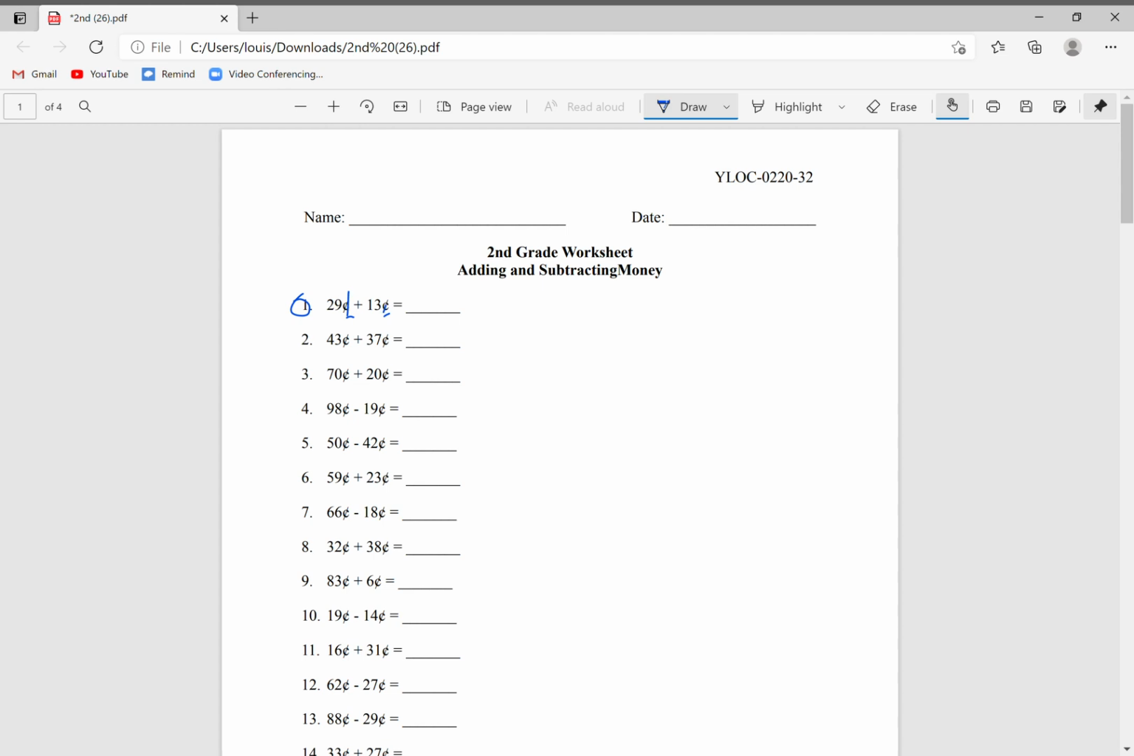29 plus 13. This is like any normal addition. Put it in vertical form and just add the ones place and add the tens place. So 9 plus 3 is 12. 2 plus 1 equals 4, with the regrouped ten. That gets you your answer of 42.